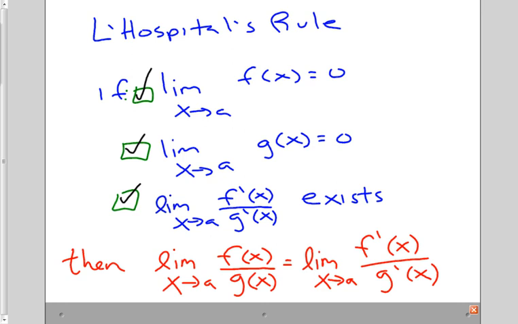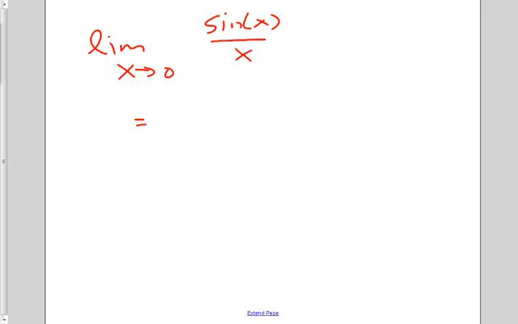That's kind of a bold thing that you're going to have to believe in for now, and we'll work on this enough that you'll totally buy into it. But this gives us a profound ability to do some otherwise impossible limit problems. So let's look at how we can use that on the problem that we're just stuck with. The limit as x approaches 0 of sine of x over x.